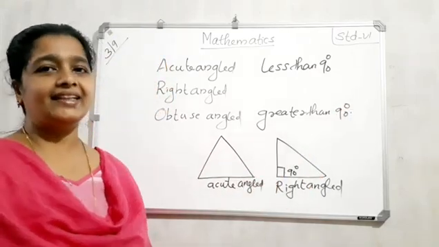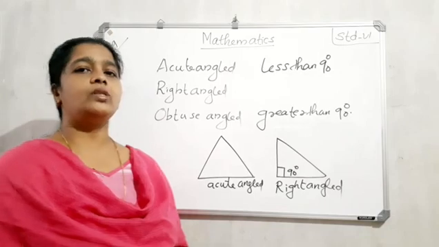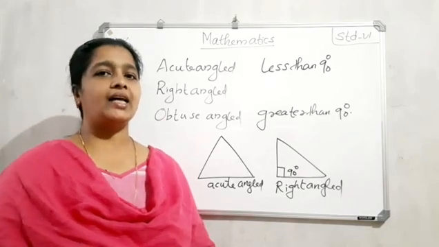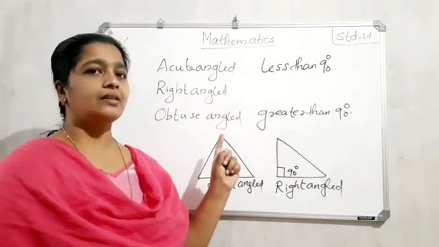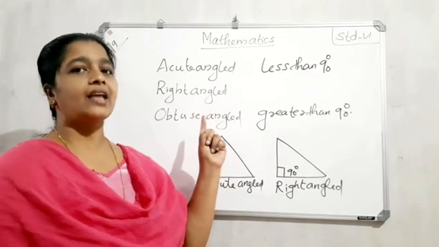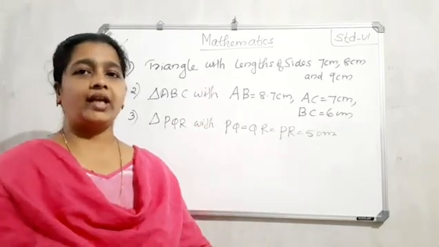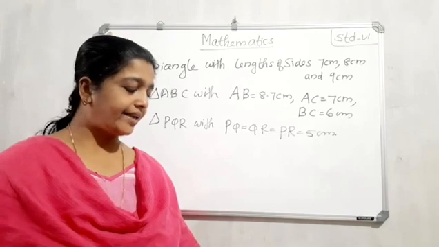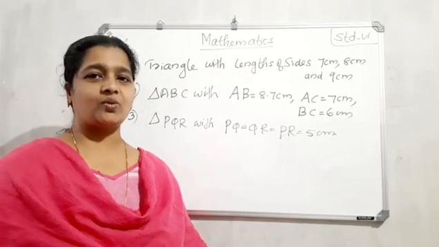Greater than 90 degrees is known as an obtuse angled triangle. So these are the three types of triangles named based on angles. Clear? So next one, page number 103, exercise 5.6 questions.